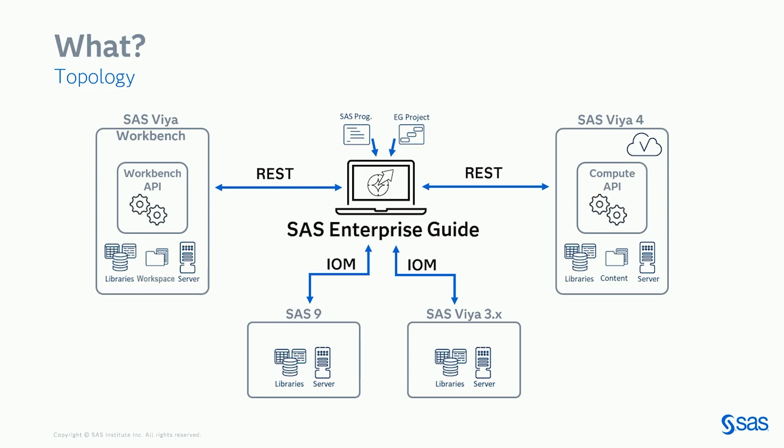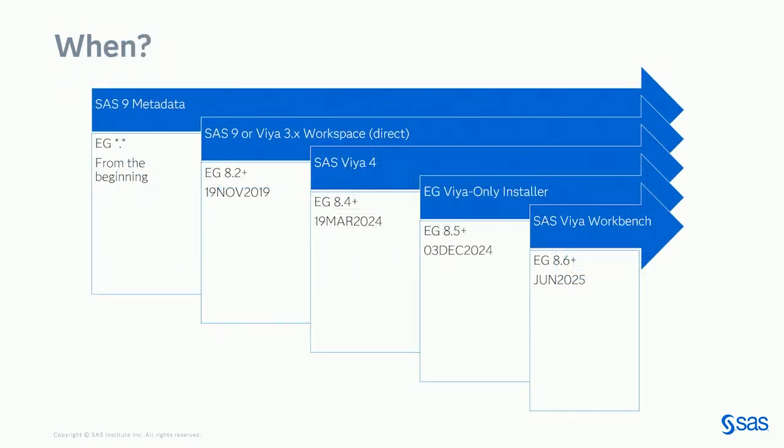And then VIA 4 came along. Enterprise Guide, the same client, added support for VIA 4 through the REST APIs. And now, with the addition of Workbench, Enterprise Guide, again, is adding support for this new environment, again, via the REST APIs. So, okay, I mentioned that SAS 9 support has been there for many, many years, essentially from the beginning. When was this other functionality added?